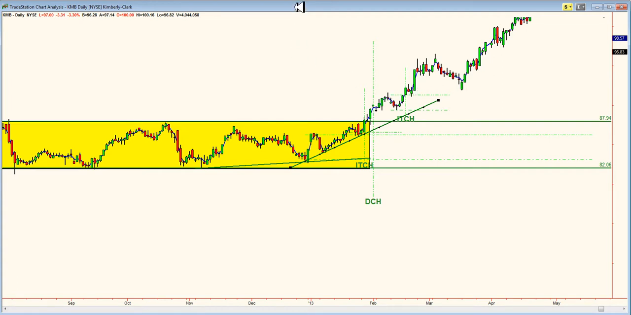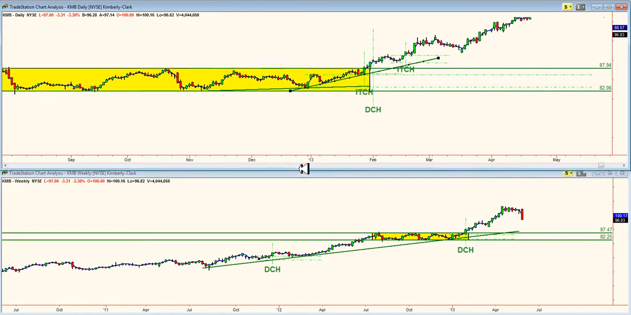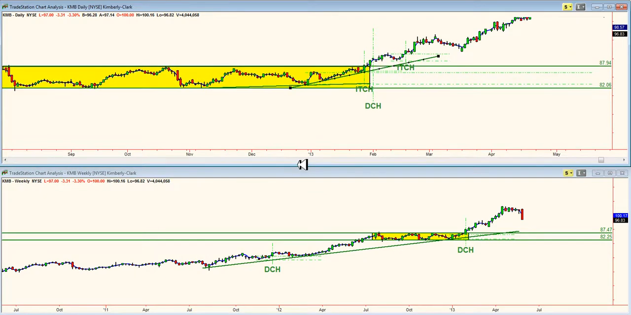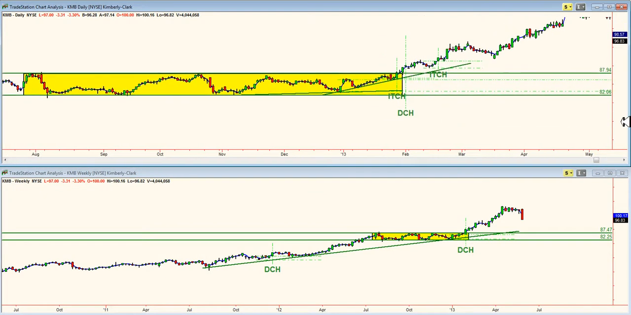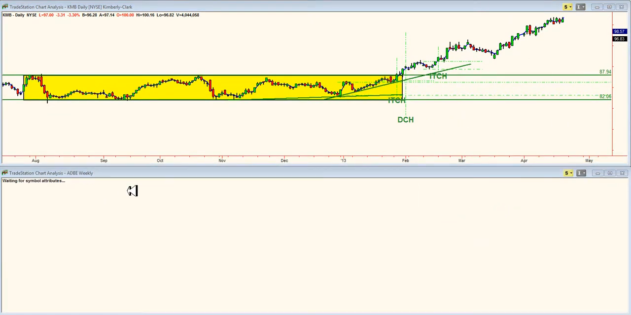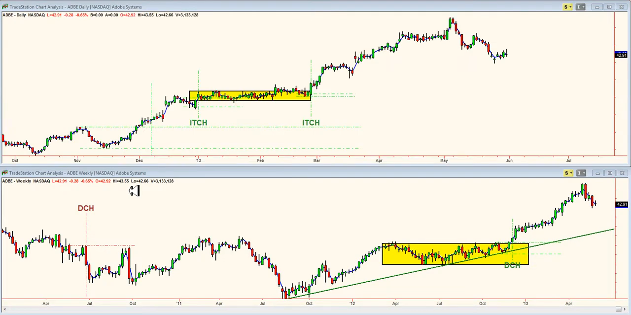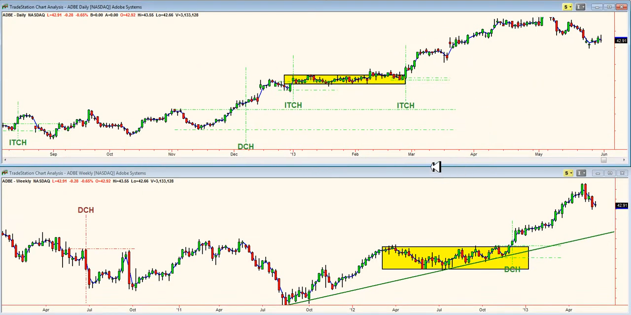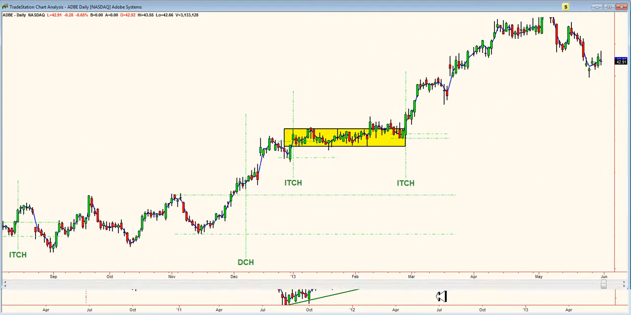Let's look at another example. And then I'm going to remove my indicators simply so we can clearly see what's going on in the price action without having the use of my indicators here. How about Adobe? Take a look at Adobe on the daily chart.